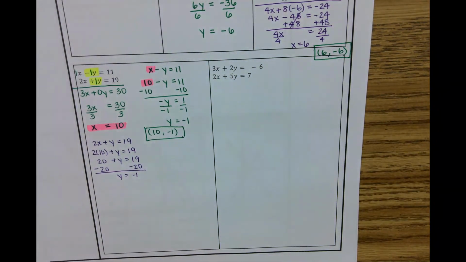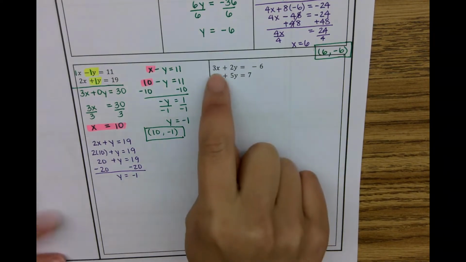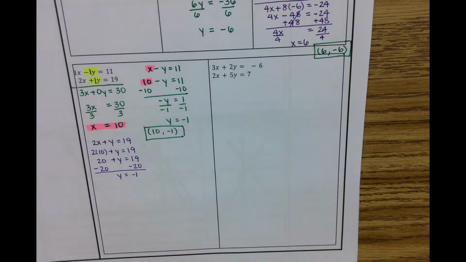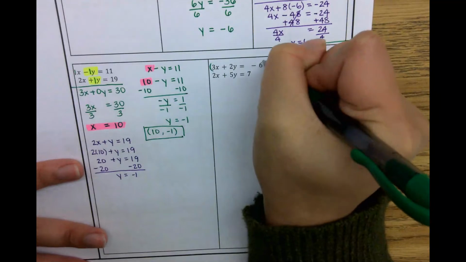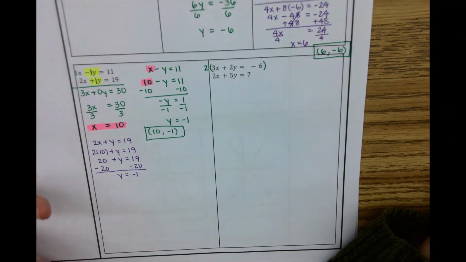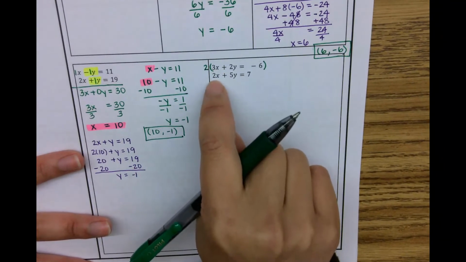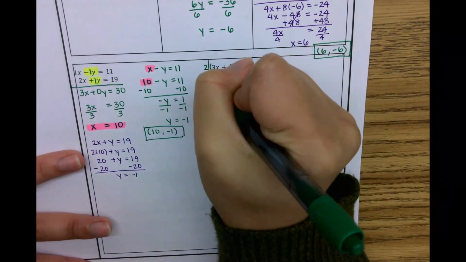So what I'm going to do is multiply, so that way they are. How can I multiply so that the 3 and the 2 go away? I'm going to multiply this top equation by 2. And then since this will give me a 6x, in order to make this a negative 6, I'm going to multiply it by negative 3.